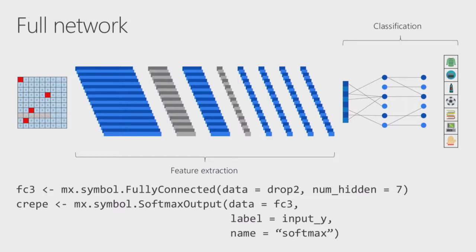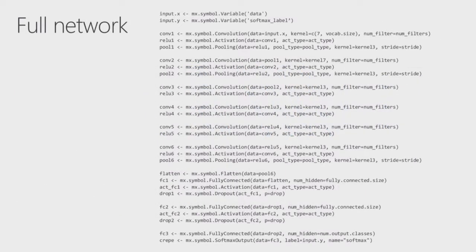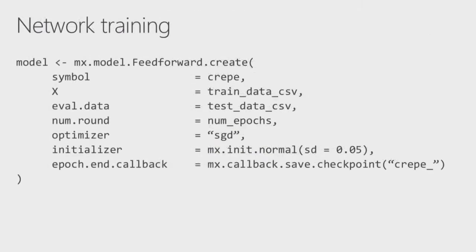And the final output we can put into an object called CREP. And this is the full network. I won't expect you to read through all this, but just to show that it's not too much code. It's not that complex to construct this network.